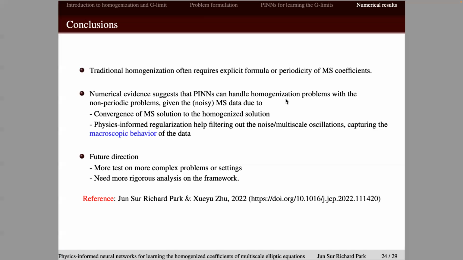This is because of the convergence of the multiscale solution to the homogenized solution and the physics-informed regularization that PINNs provide. So this is our future direction. We want to test more complex problems or settings, for example, more complex boundary conditions or more complex domains, or higher dimensional problems and so forth. So far, we don't have rigorous theoretical insight into our method, so we want to investigate more rigorous analysis of our framework.